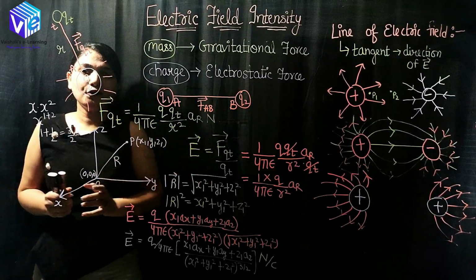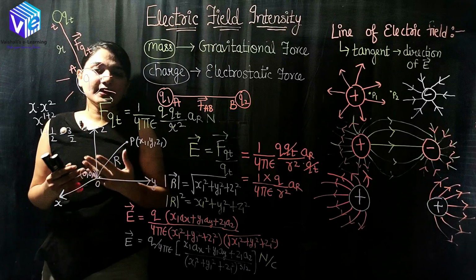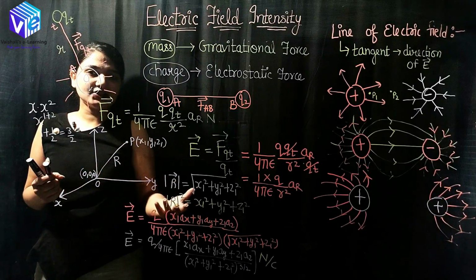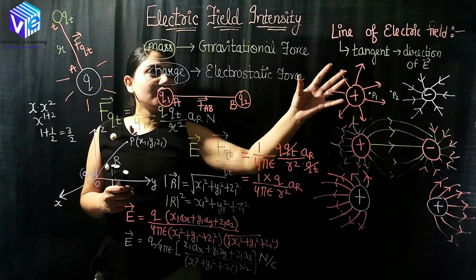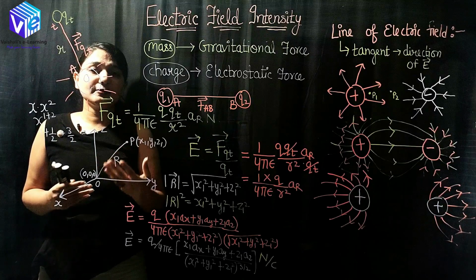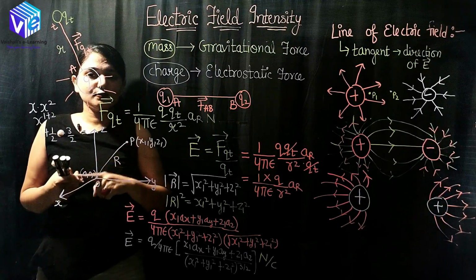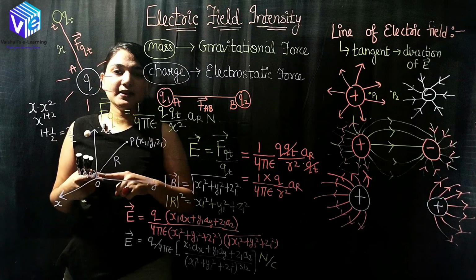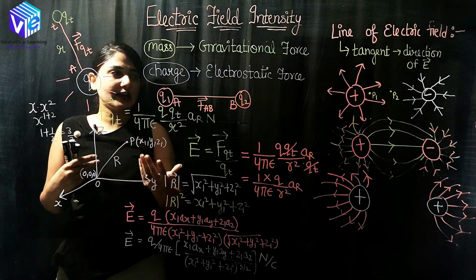So now I hope you understood what is electric field intensity, how we can compute the formula for the electric field intensity, and how we can see the line of electric field, what are the line of electric field and what does it represent. What are the properties of line of electric field? First property is that it will give me the direction of the electric field. The tangent to it will give me the direction of the electric field.